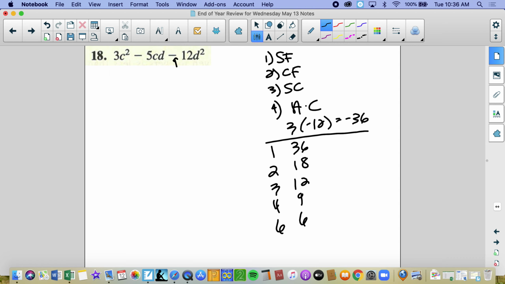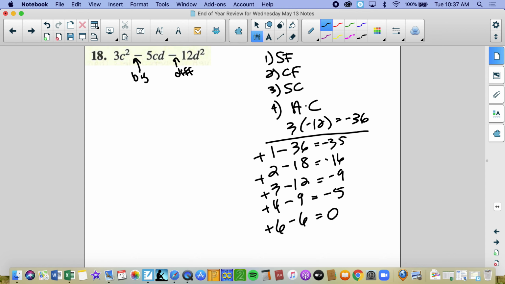The signs are different, because that's a negative, and the bigger is going to be negative. Negative, negative, negative, negative, negative, negative, positive, positive, positive, positive, positive. Imagine if we come up with prime here. Negative 35, negative 16, negative 9, negative 5, and 0. Yes, that's my middle. Thank you.